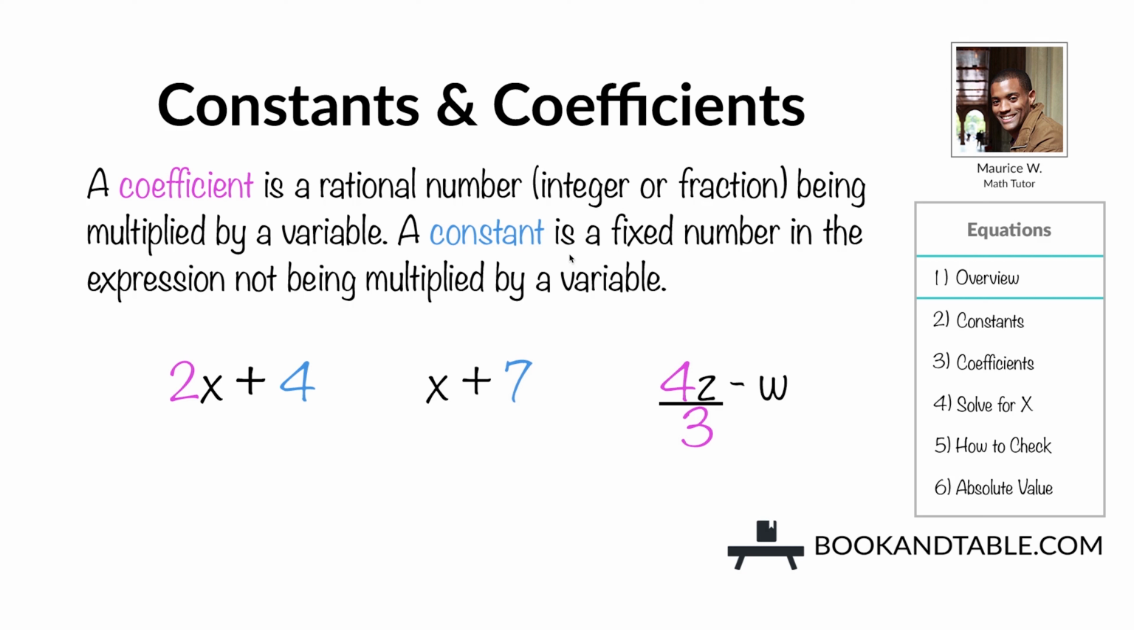A constant is a fixed number in the expression not being multiplied by a variable. So in this expression, positive 4 would be our constant. In this expression, positive 7 would be our constant. And in this expression, we have one variable being subtracted from another, so we do not have a constant here.